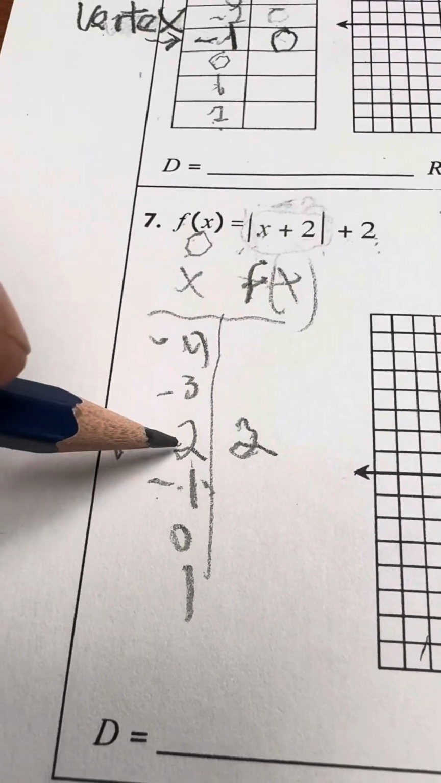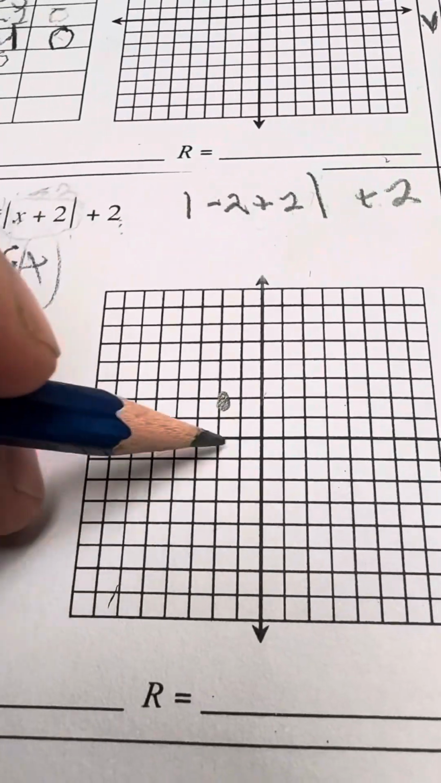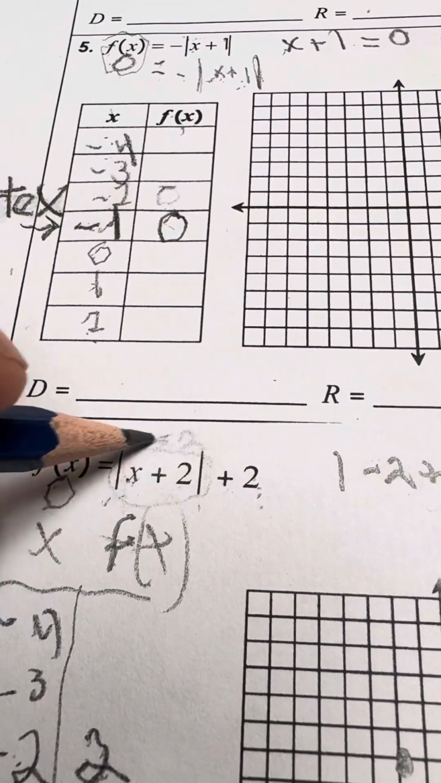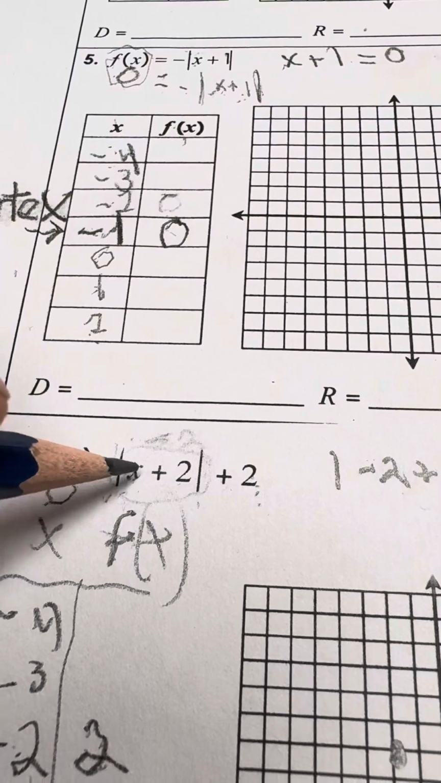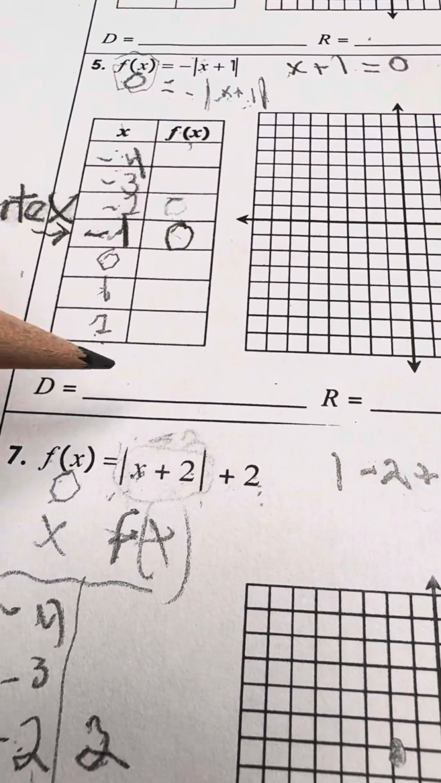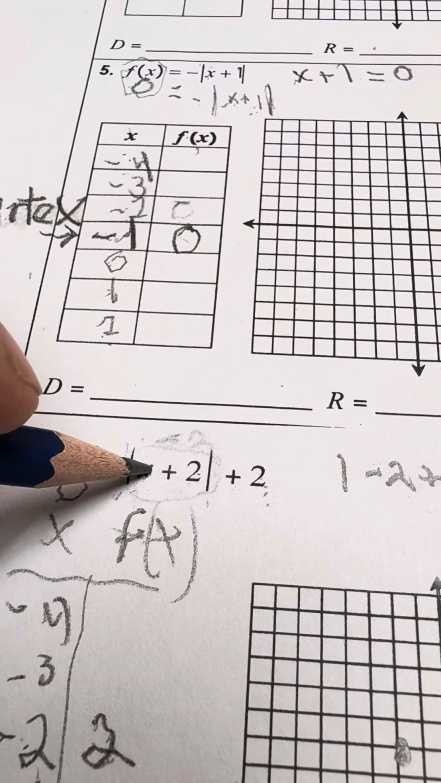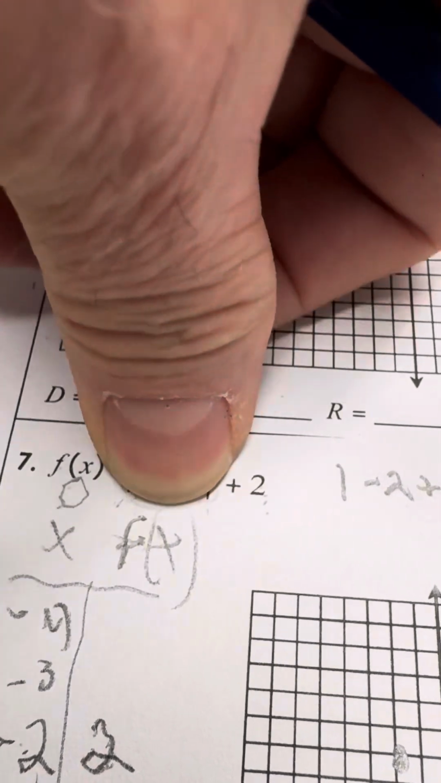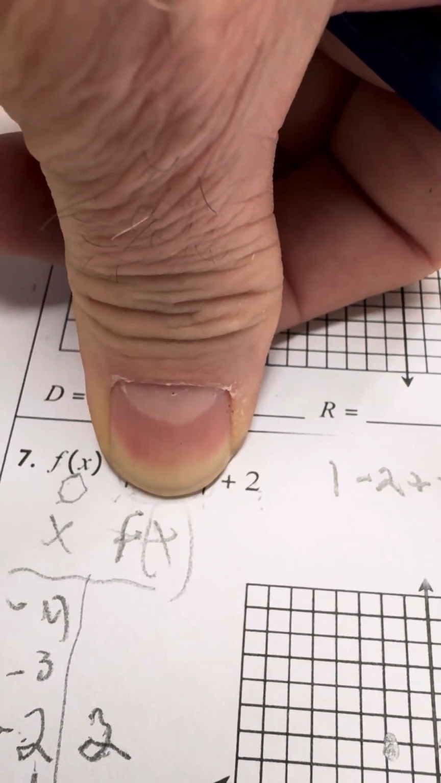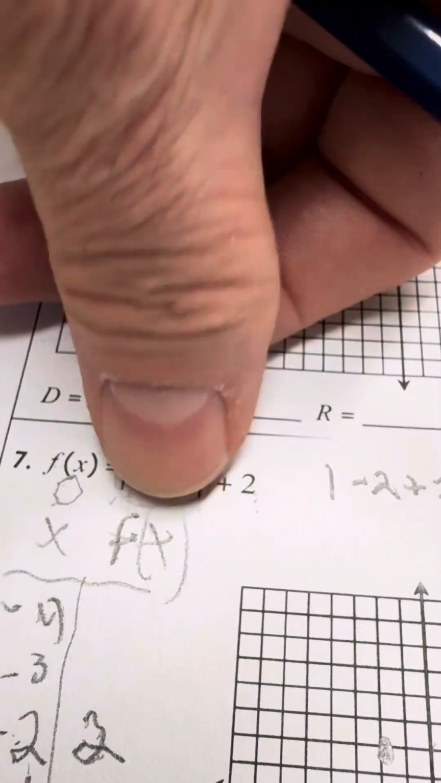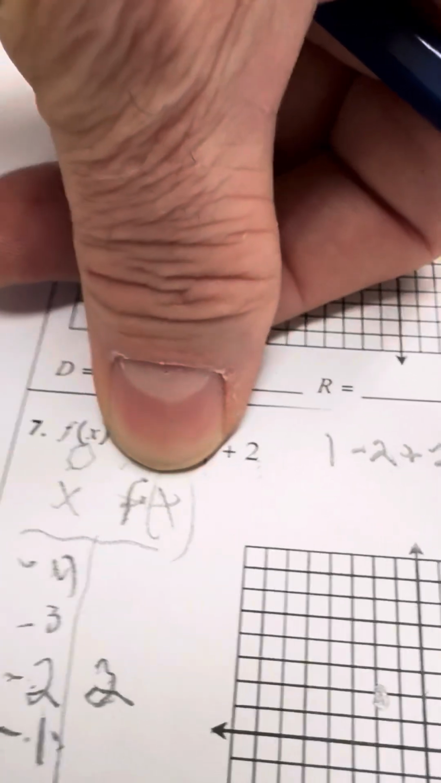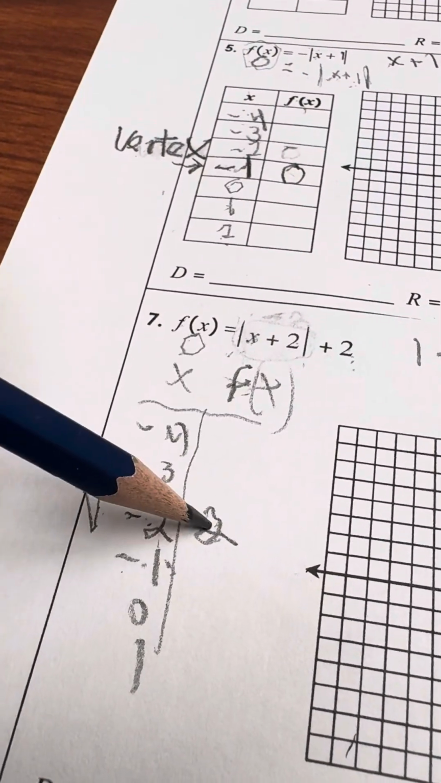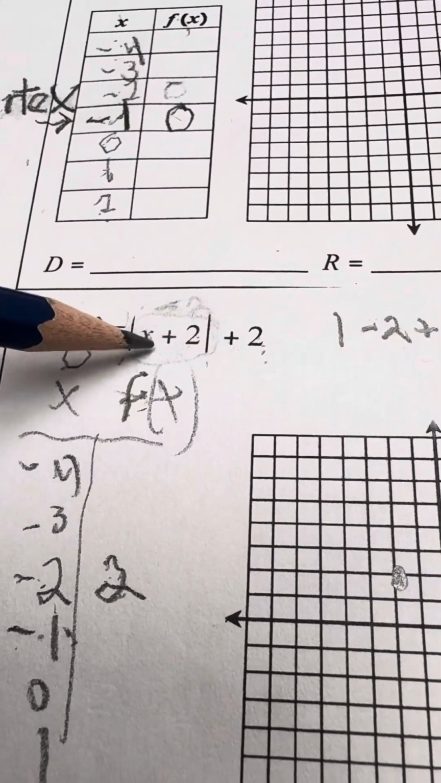I found my vertex at -2, 2 for this one. -2, 2, my vertex. How I found that? I let the absolute value equal 0. So I guess x has to be -2 because -2 plus 2 is 0. So if my x is -2, then this whole thing is 0. I can cover it up. What's my f(x)? +2. f(x) is 2 when that's 0. Okay? That's why I put a 2 for the f(x), because my x was -2.